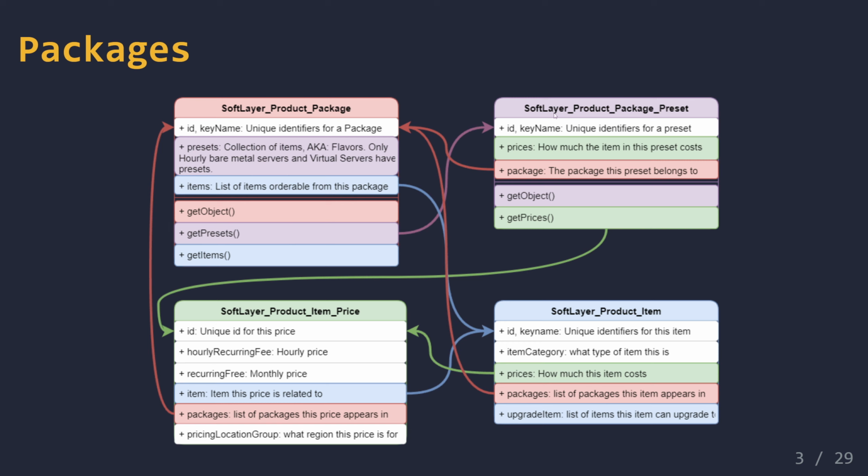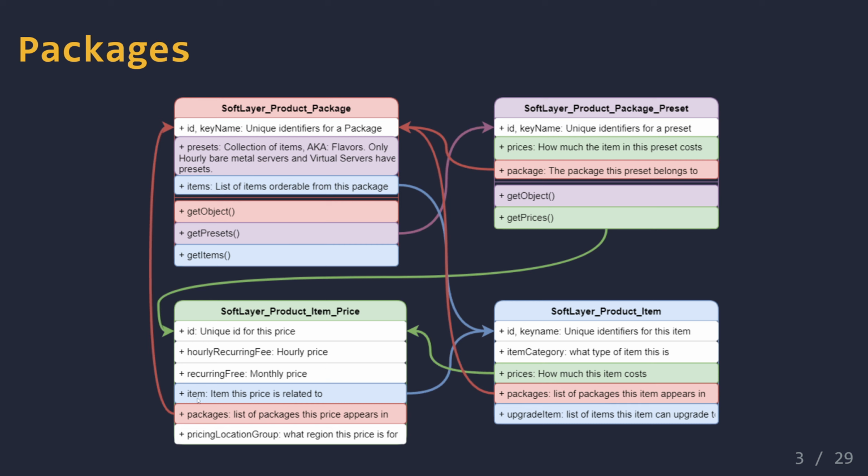So here's a little bit about the SoftLayer product package preset. Again, ID and key name. It will have a list of prices. This is how much the items in that preset will actually cost. It'll also link back to the package itself. So a SoftLayer product item price object can have an ID, which is what you'll use to order this item. It has an hourly recurring fee and a recurring fee. The hourly recurring fee is the hourly price you pay. The recurring fee is the monthly price you pay. And that's going to depend on when you place the order, if you specified hourly billing or monthly billing.